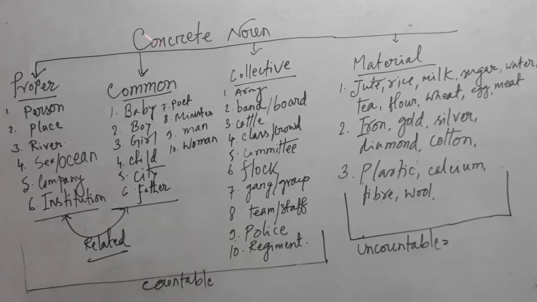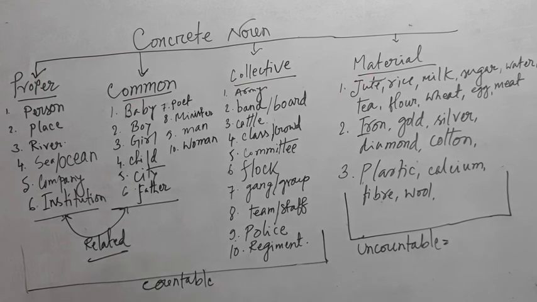The noun that can be seen, that can be touched, that can be smelled, or can be perceived with five senses is called concrete noun. The noun that has existence in reality is called concrete noun. And it is divided into four parts: proper noun, common noun, collective noun, and material noun.